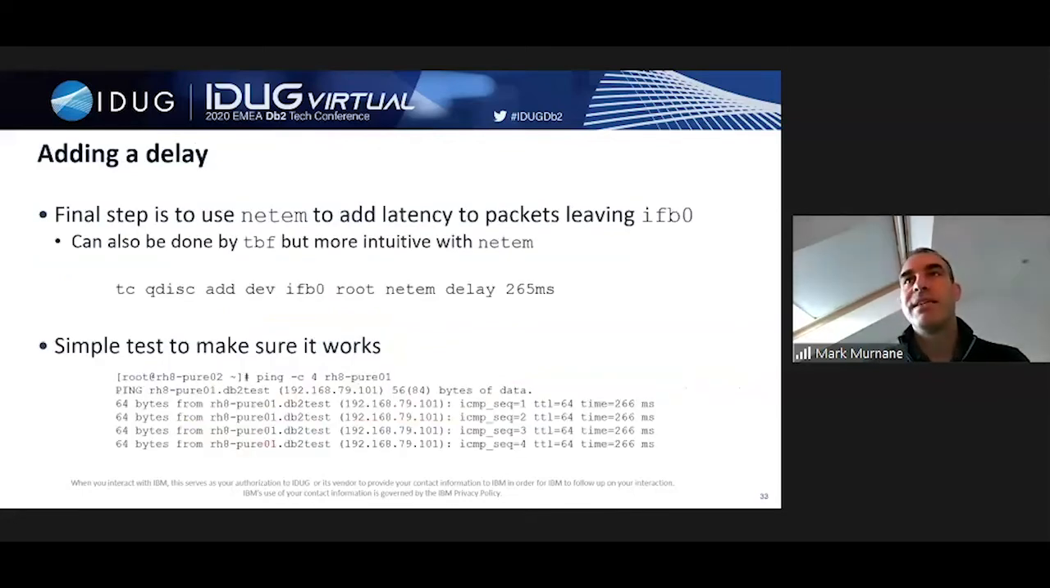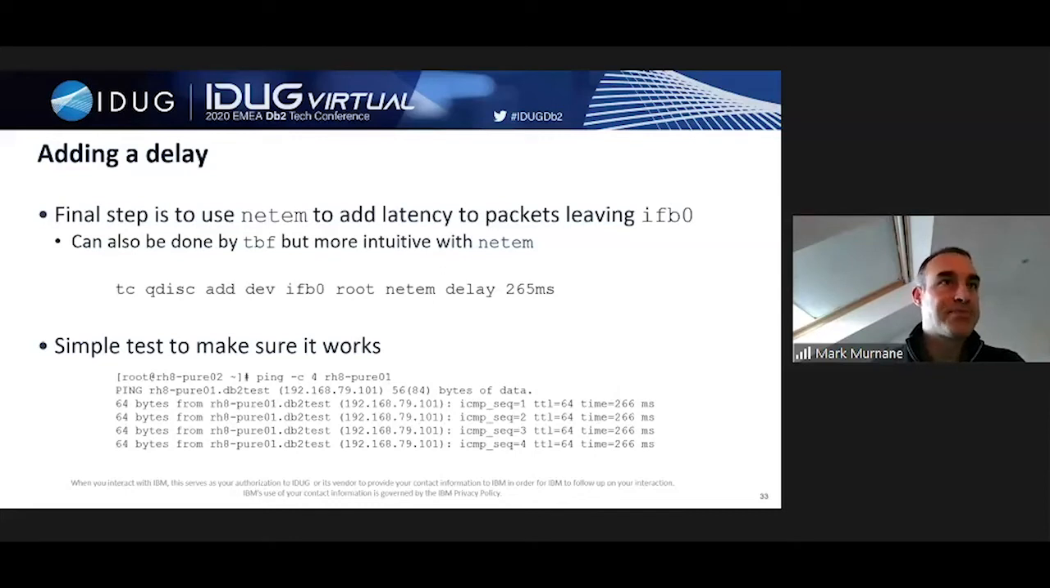So the final step in simulating the latency is to add the delay. In this case, we're going to use the network emulator queue disk. For a simple case like this, we could use TBF to simulate latency, but for me, NetEM is a bit more intuitive. Additionally, while we're only using a simple latency delay here, we might want to use some of the more advanced capabilities, such as introducing jitter or random variations that we might see in the real world.